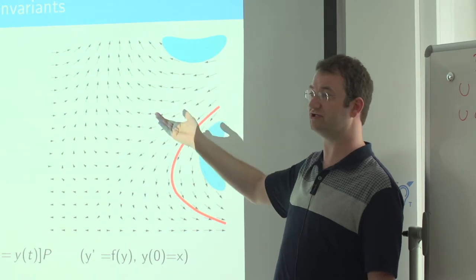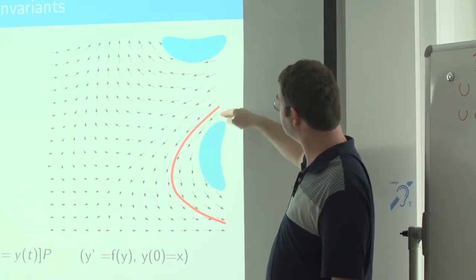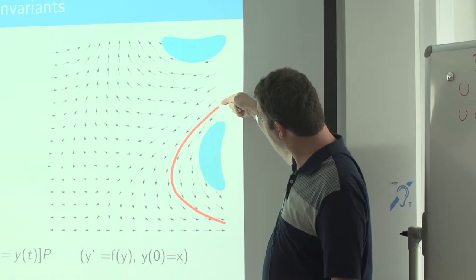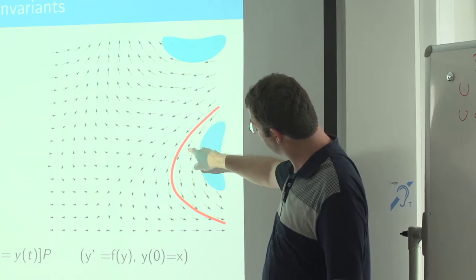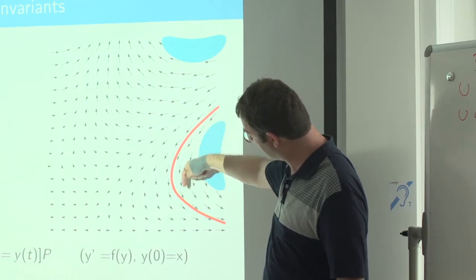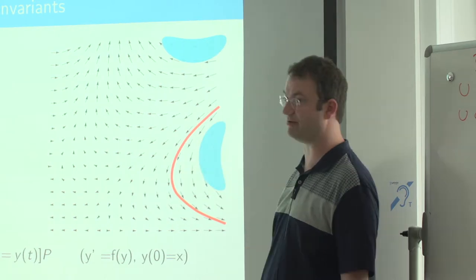The differential equation tells us what it's doing. It tells us, if I happen to be here, I go that way. If I happen to be here, I go that way.